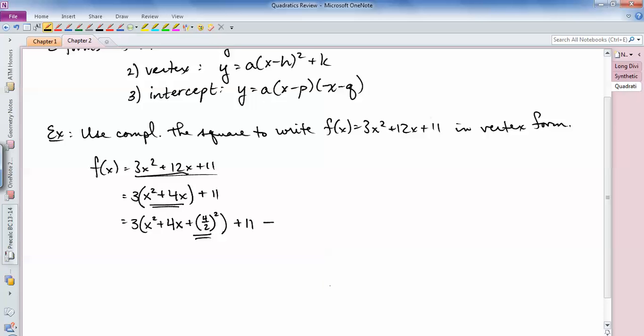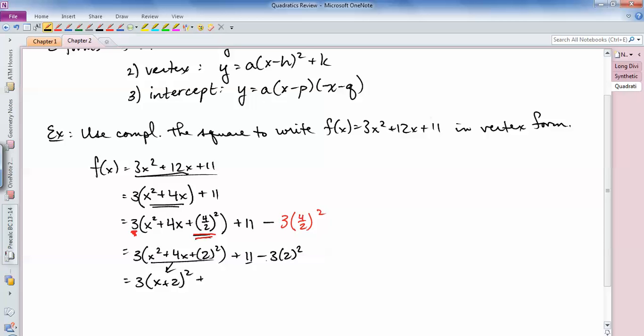The amount that I added in looks like it's 4 over 2 squared, but it's not really, because what I really added in was 3 times 4 over 2 squared. So I actually need to subtract that amount. This looks uglier than it needs to be, so let me simplify it: 3(x squared plus 4x plus 2 squared) plus 11 minus 3 times 2 squared. I left the 2 there because this is going to turn into (x plus 2) all squared. That's the completing the square part. Plus, 11 minus 12, so minus 1.